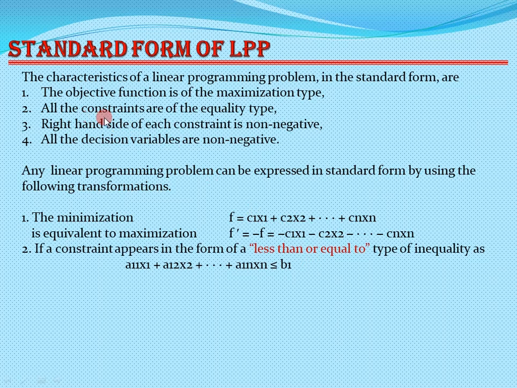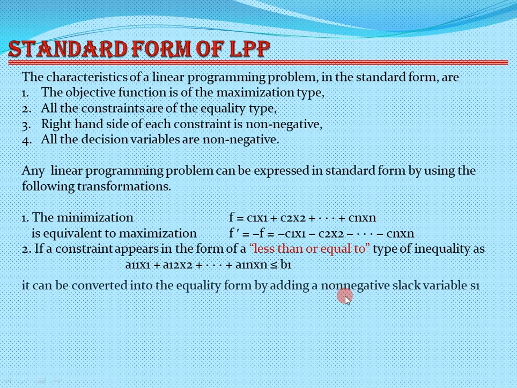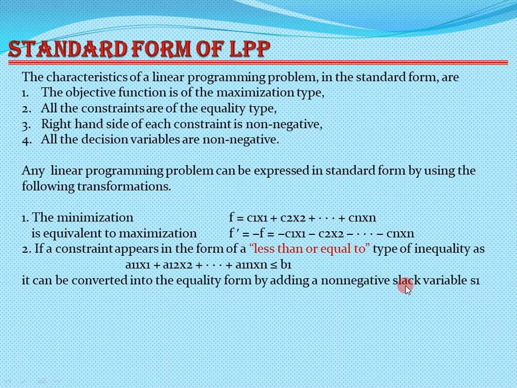Now the second is that all the constraints should be of the equality type, but in some cases the constraints may be of less than or equal to type. Then we have to convert them into equality type, that is in the form of an equation, by adding non-negative slack variables. Generally the non-negative slack variables are denoted by s. For the first equation it will be denoted as s1, then for the second constraint s2, and so on.